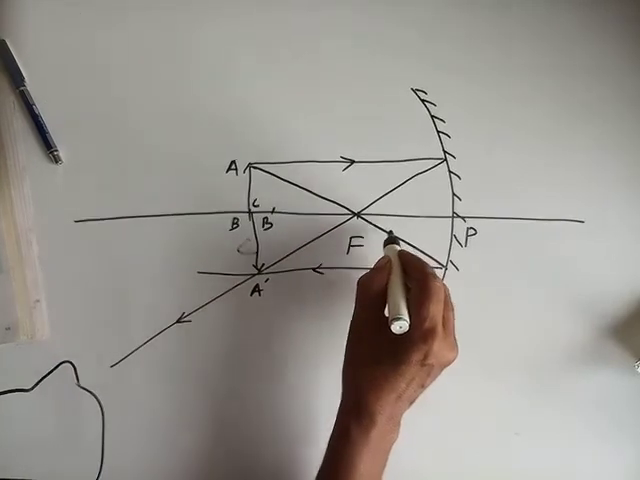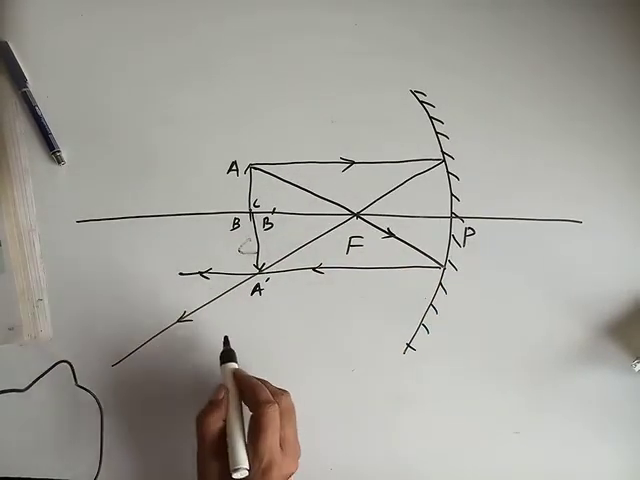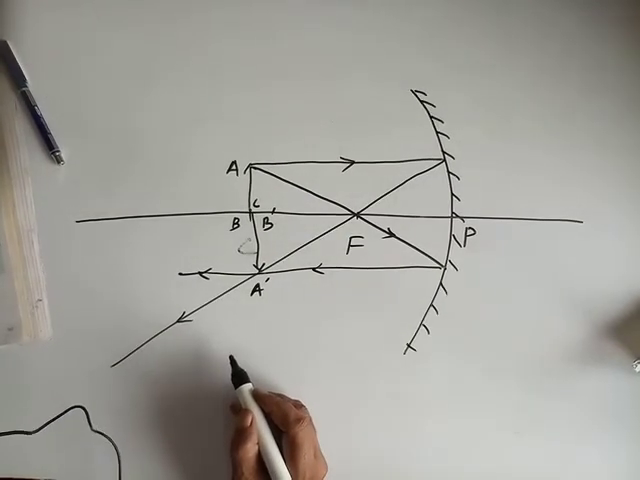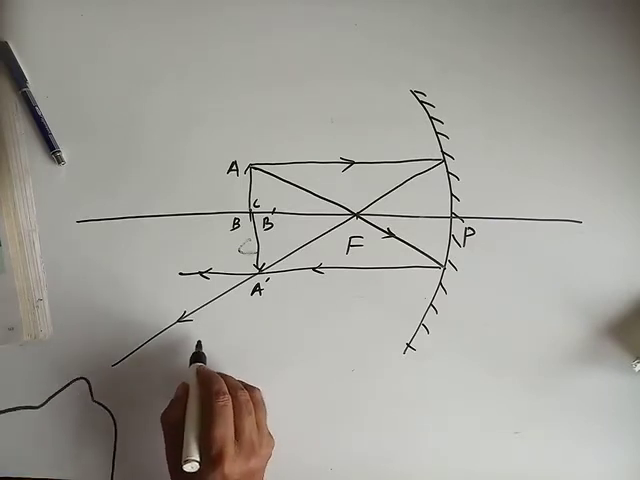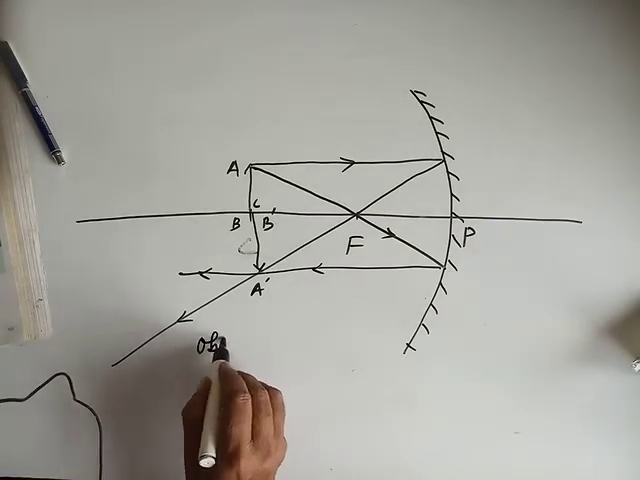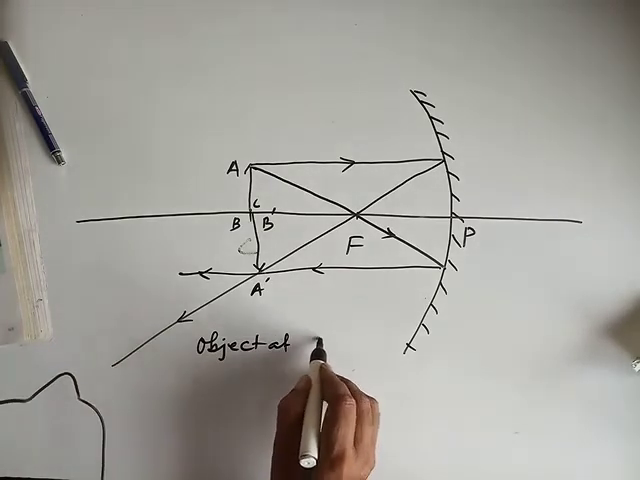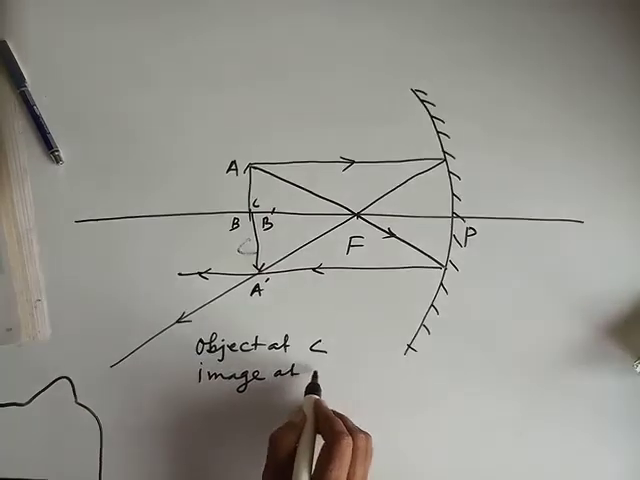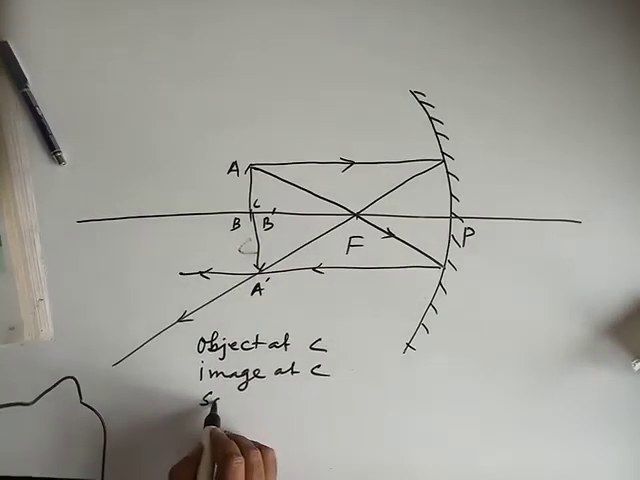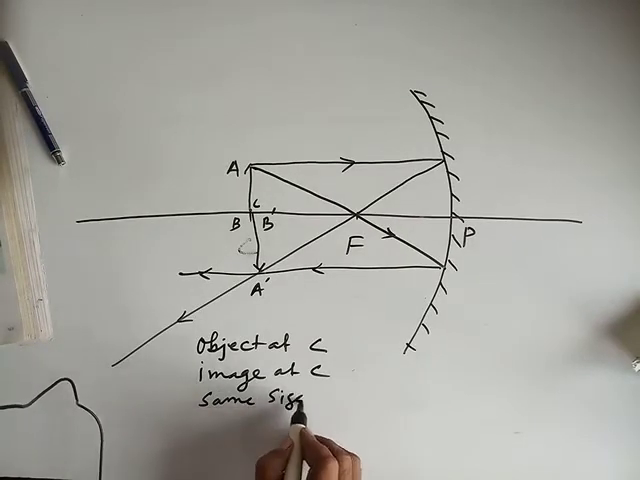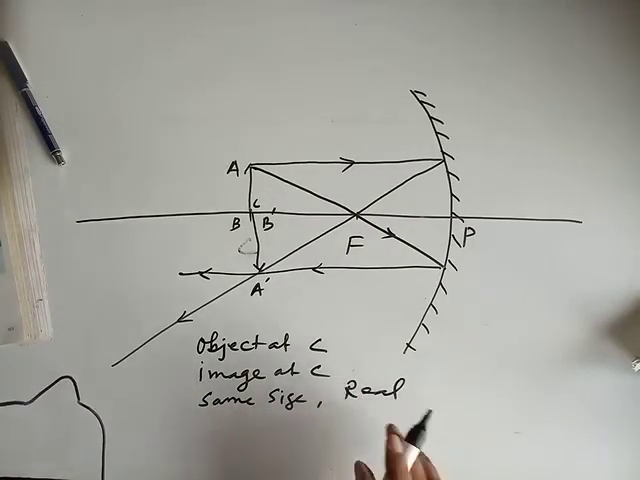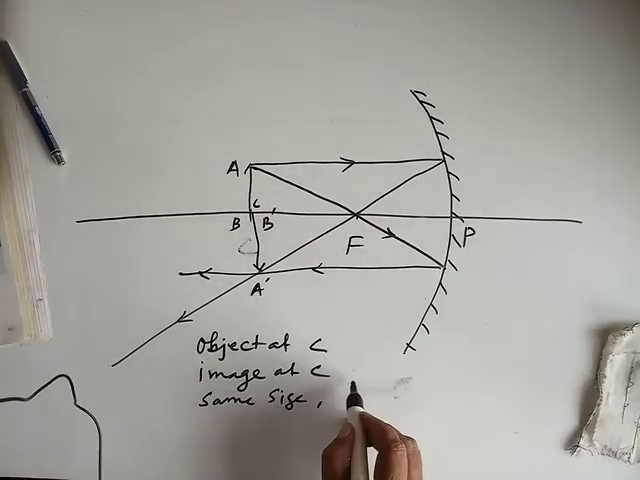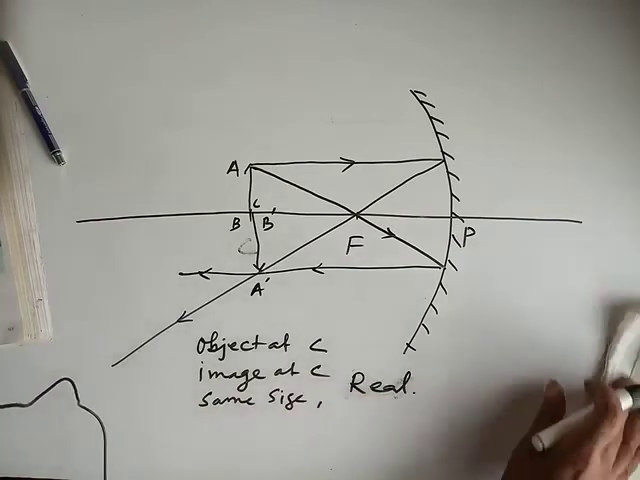This arrow sign is very important, because it indicates in what direction the rays are moving. So what you see here now: object at C, image at C, the same size, and the image is real.